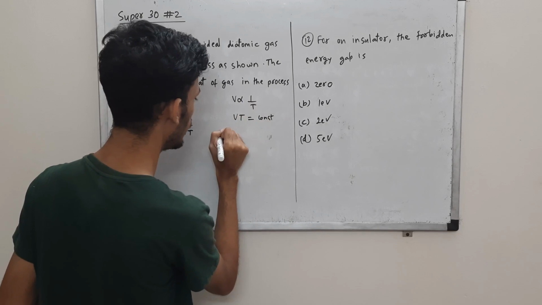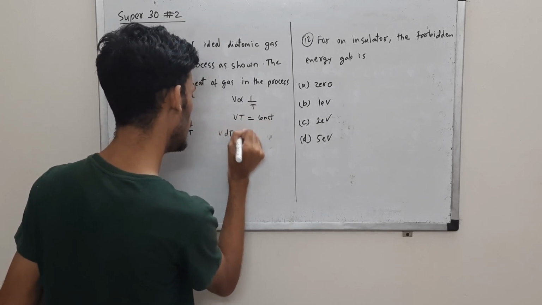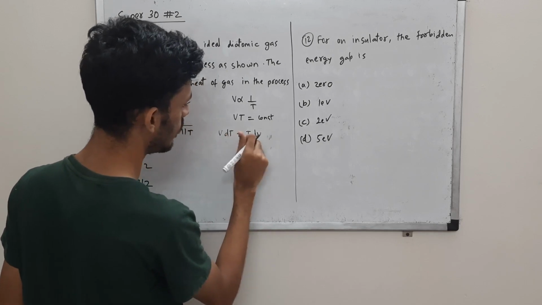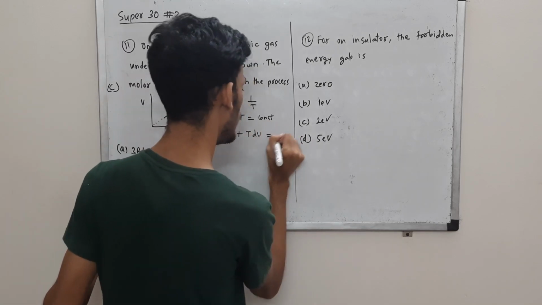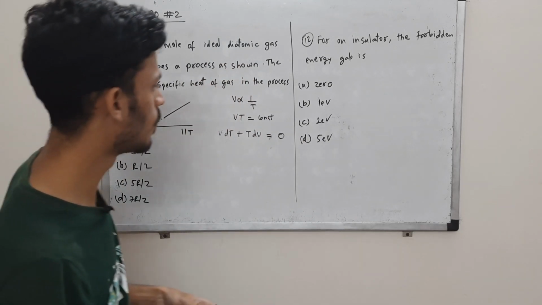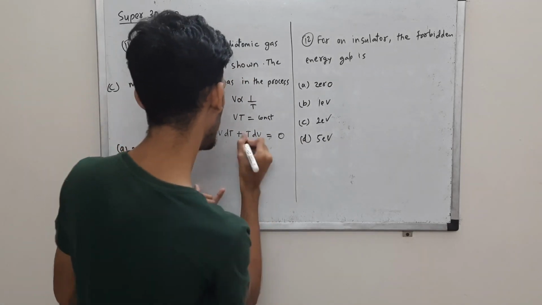So u into v we can use v dt plus t dv, right? U into derivative of v plus v into derivative of u. Derivative of constant is 0. We are doing this because we want dv in terms of dt. We'll use it somewhere.